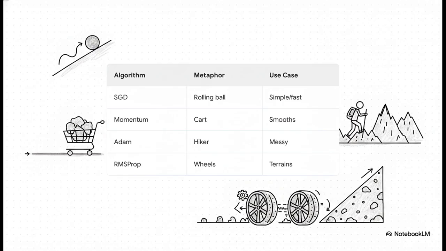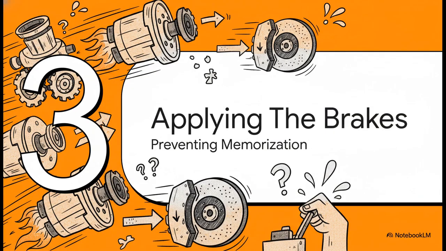You've got the rolling ball of SGD, the shopping cart of momentum, the smart hiker of Adam, and the auto-adjusting wheels of RMSprop. Okay, so we've got our engines running perfectly, but going too fast without control is a recipe for disaster. Let's move into Section 3, applying the brakes to prevent the memorization trap.